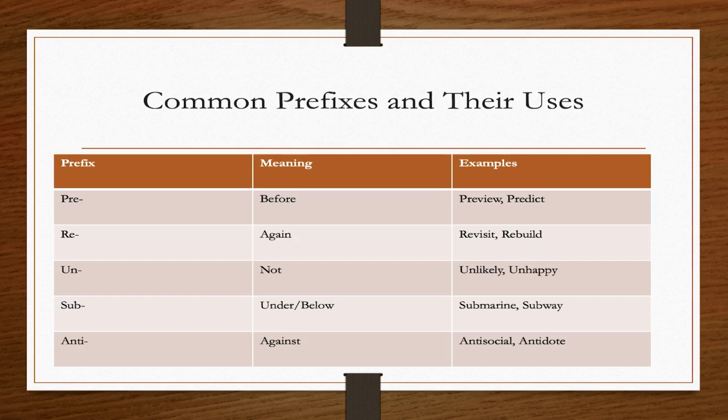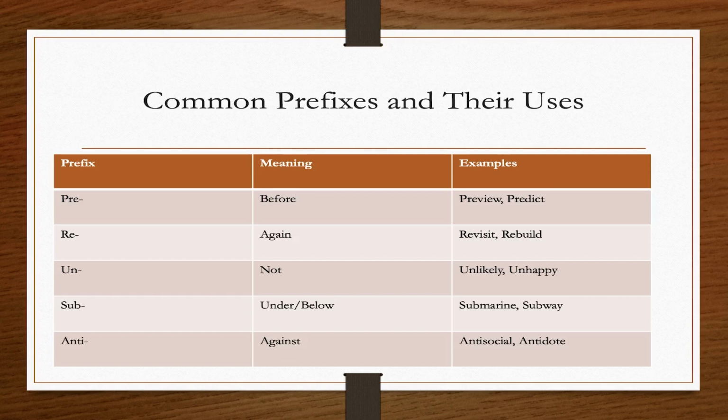Re, that means again, examples are revisit, rebuild. Un, that is not, unlikely, unhappy. Sub, that is under or below, submarine, subway. And anti, that is against, antisocial, antidote. Now these are quite common words and quite common prefixes, just to tell you how prefixes and their uses actually change the meaning of the word.